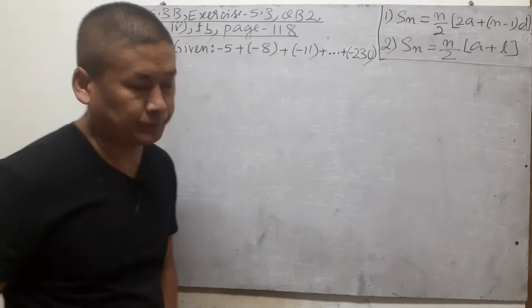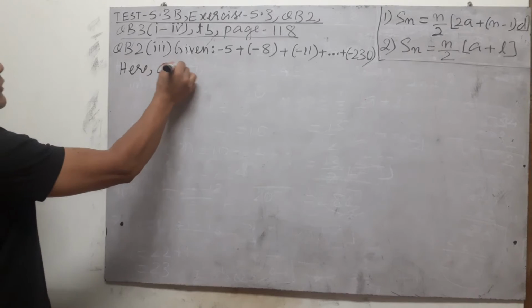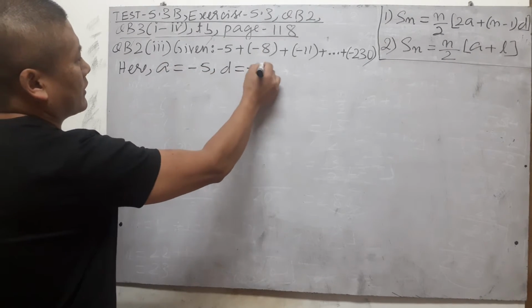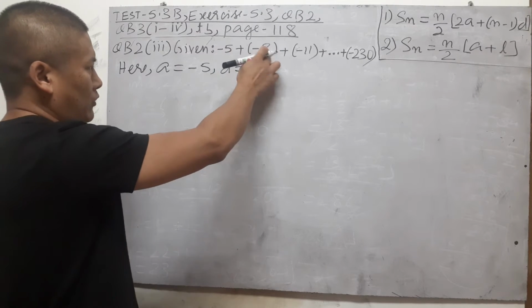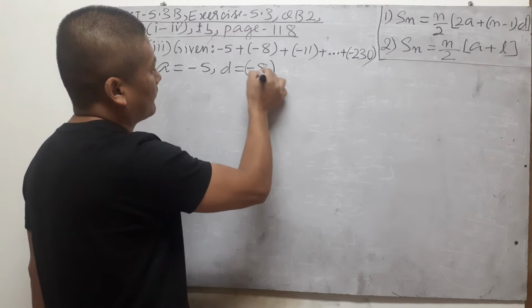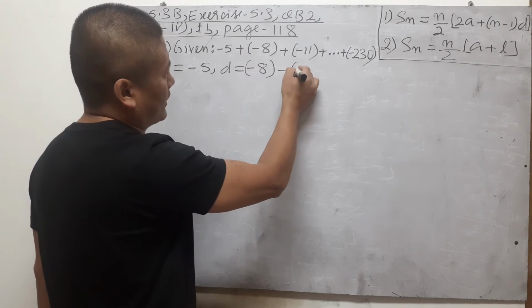Now carefully we collect the data given to us. The a value, first term value, is minus 5. The common difference d is always higher minus lower, so a2 minus a1. a2 is minus 8 minus a1, minus again, so I put bracket.